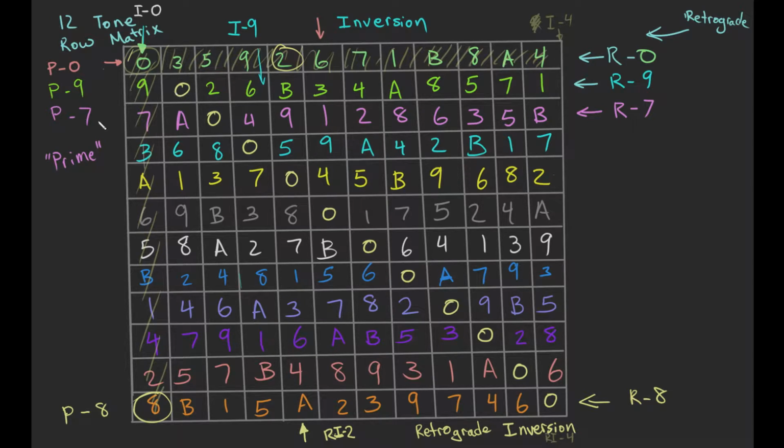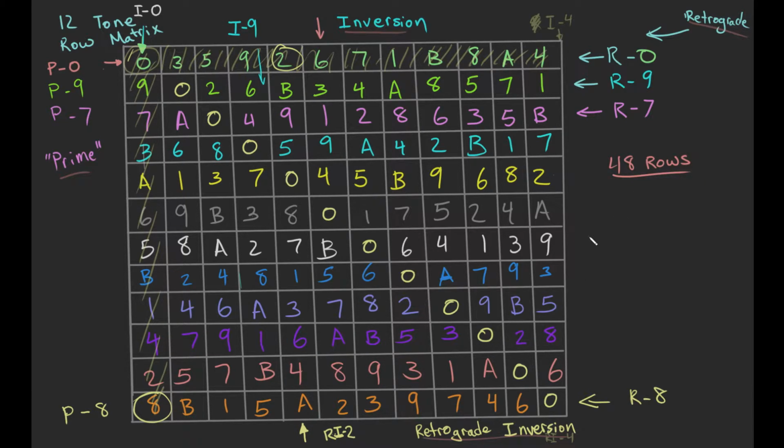So the reason you'd want to make so many tone rows, after all: we do have 12 going across, 12 prime rows, 12 inverted rows, 12 retrograde inversions, and 12 retrograde rows. So we have a total of 48 rows. These 48 rows are seen as related material.